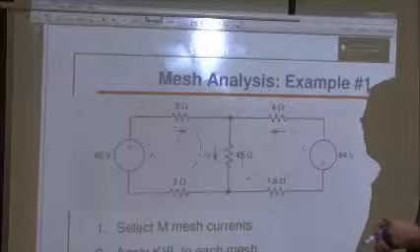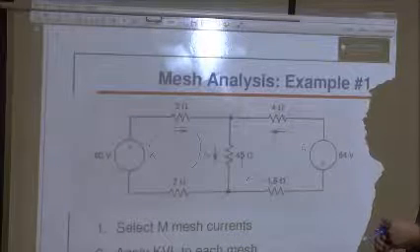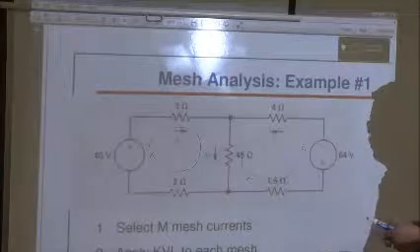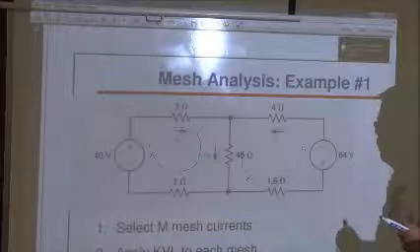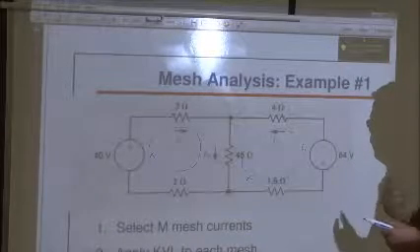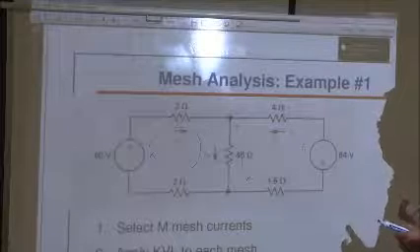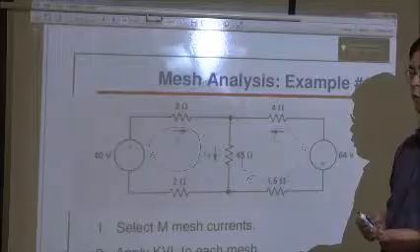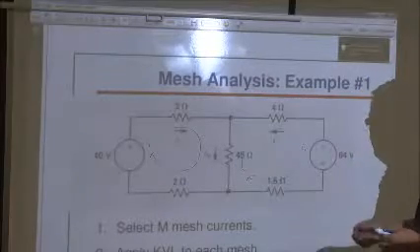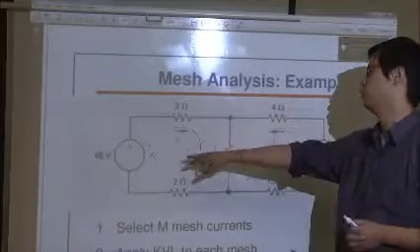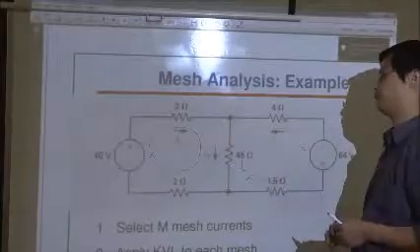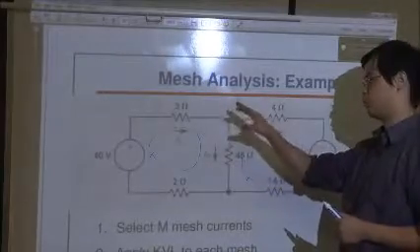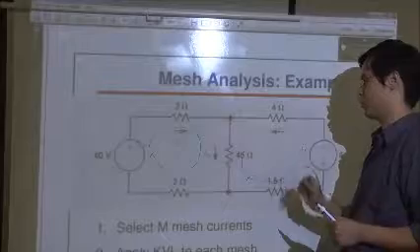Now we need to find the equations, right? We have two unknowns, so we need two independent equations to solve them. Fortunately, there are two loops where we can apply KVL. So we can use the two KVL equations to solve for these two unknowns.